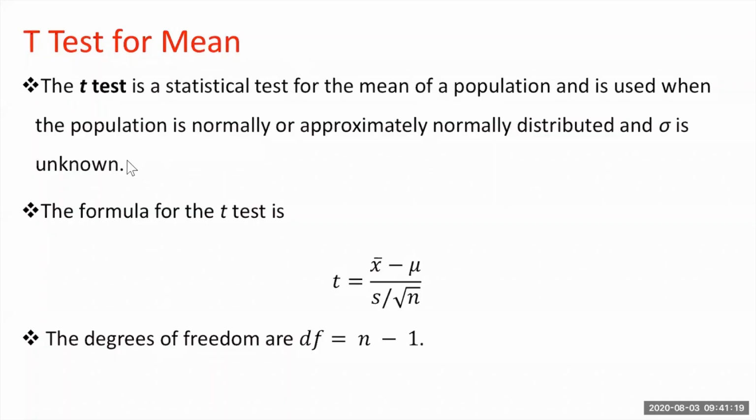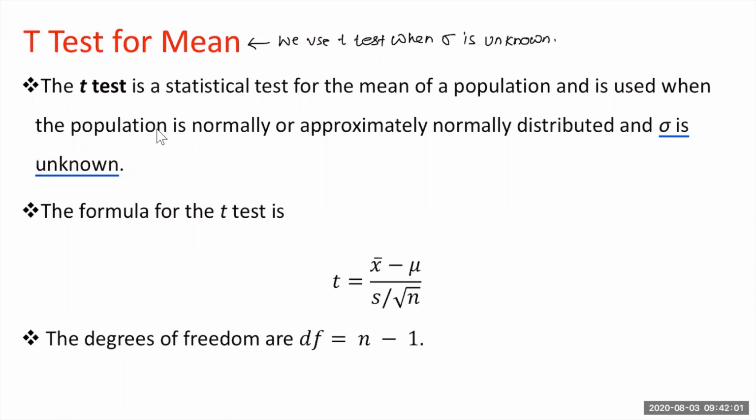T-test for mean. The t-test is a statistical test for the mean of a population. It's used when the population is normally or approximately normally distributed and sigma is unknown. So the key here is we use the t-test when the population standard deviation is unknown. You can write this down: we use the t-test when the population standard deviation is unknown.